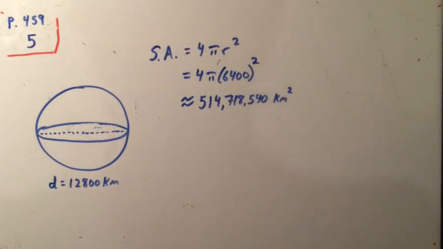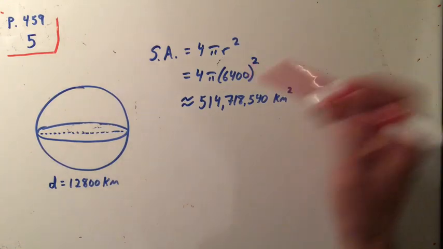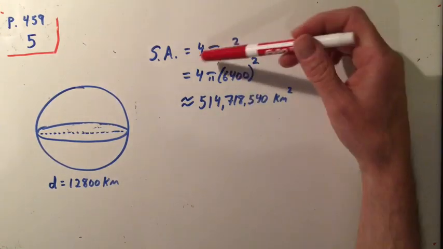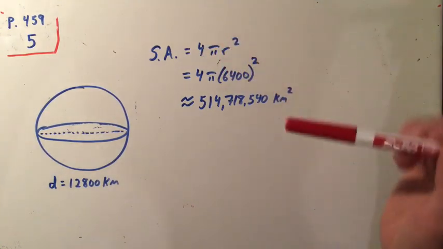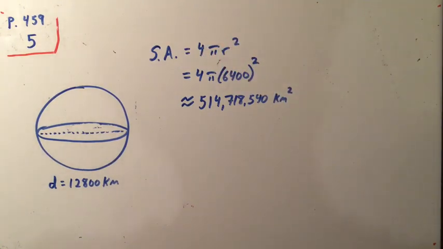Okay, number 5, we're looking at the surface area of the Earth. So they tell us the diameter of the Earth is 12,800 kilometers, which means the radius is 6,400 kilometers. So we simply plug that into our formula, 4 pi 6,400 squared, and that is going to give me 514,718,540 square kilometers of surface area around the Earth.